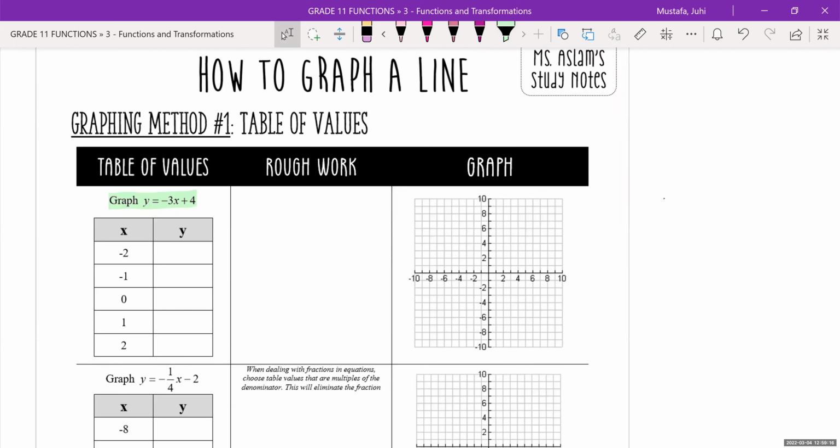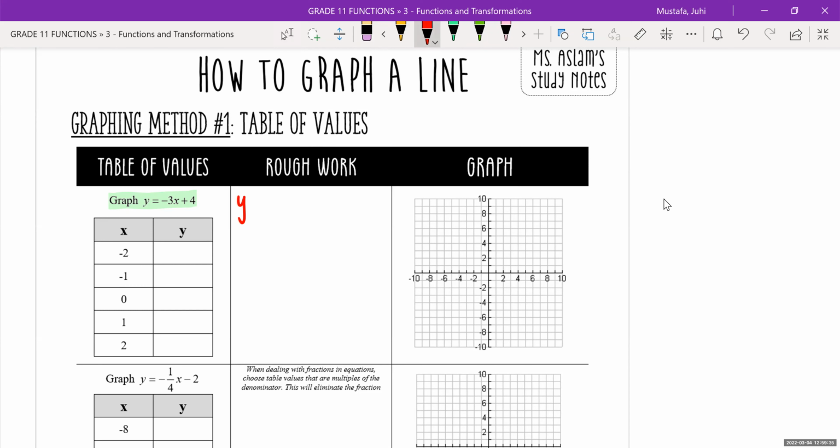You would make a table of values where you have an x column and a y column. And you can pick any numbers you want for the x column. I tend to always pick negative 2, negative 1, 0, 1, and 2. And the reason is those numbers are small. You'll get a couple of negatives and a couple of positives. And then really all you're doing for these types of questions is you're doing a lot of substitution.